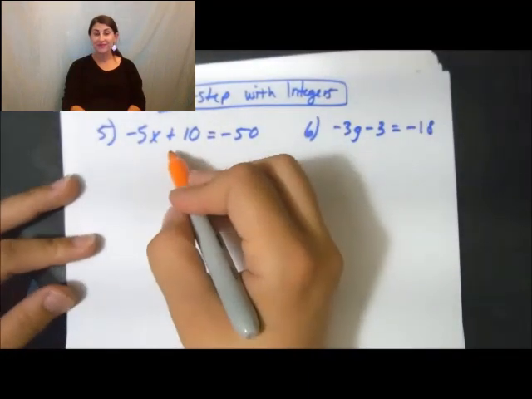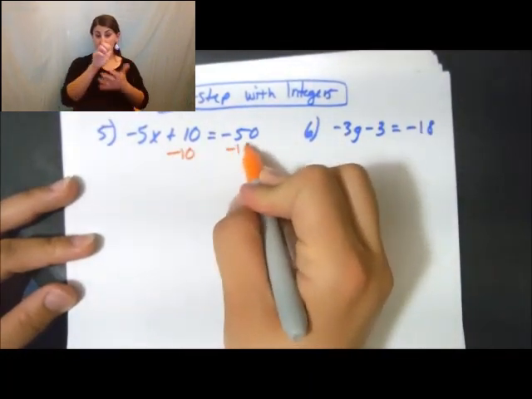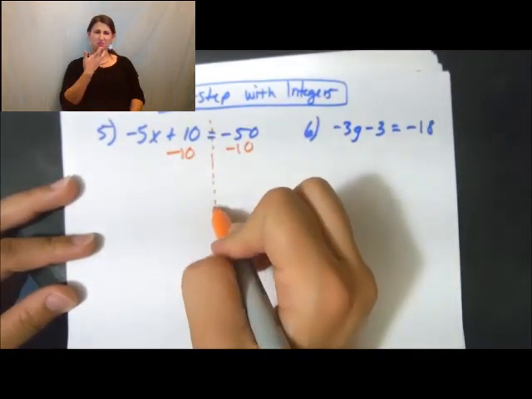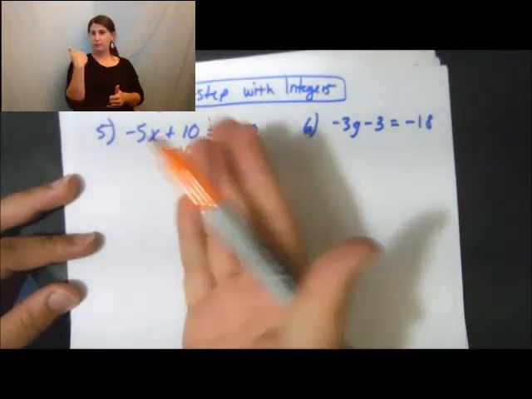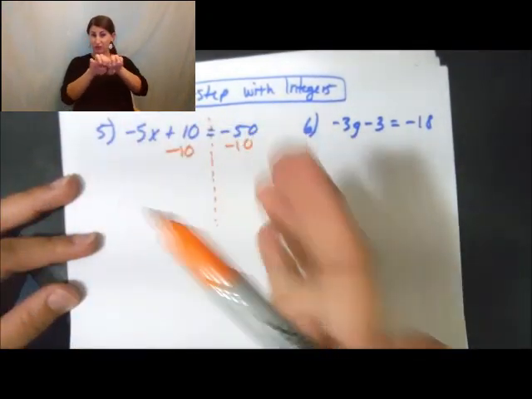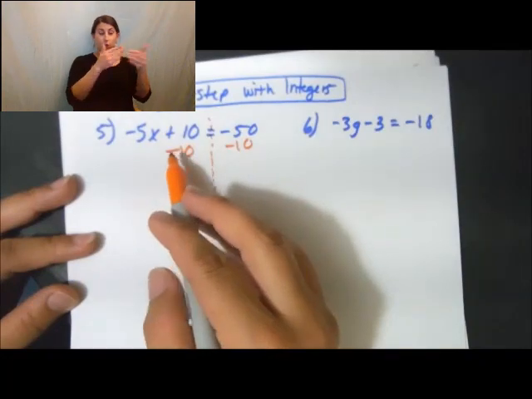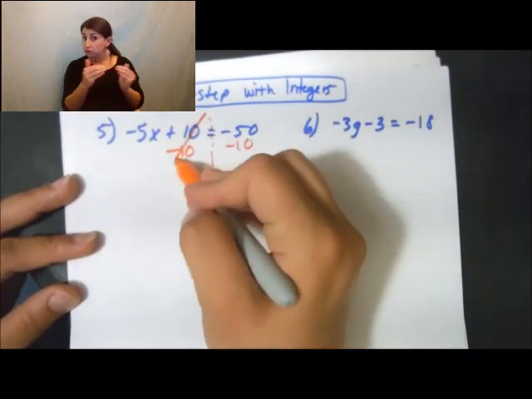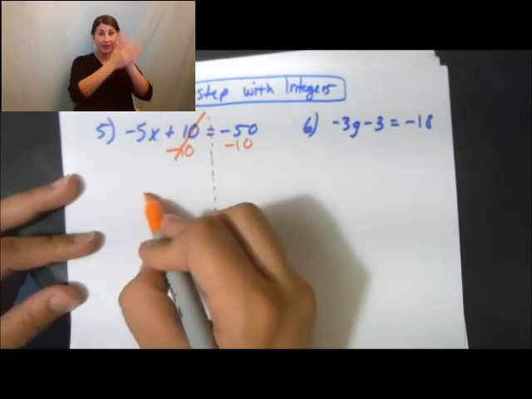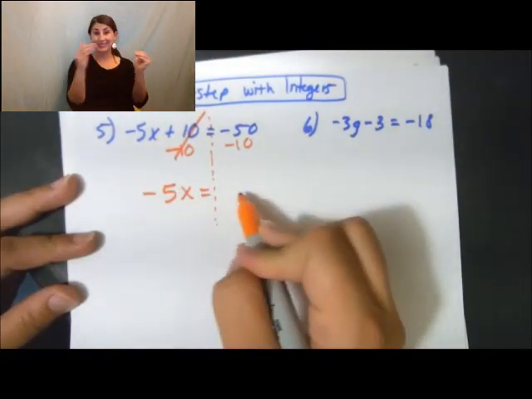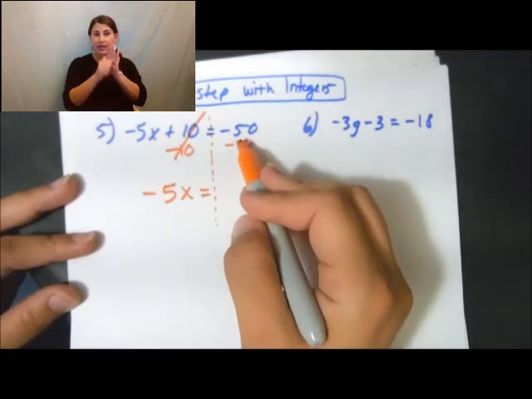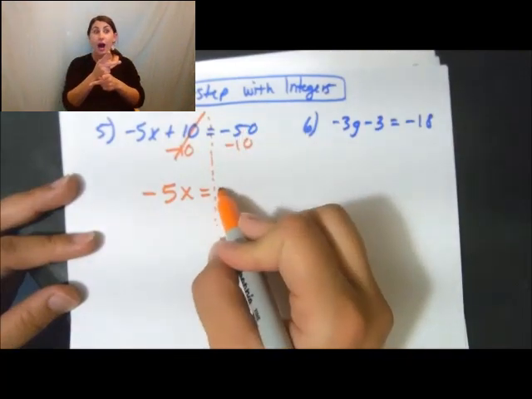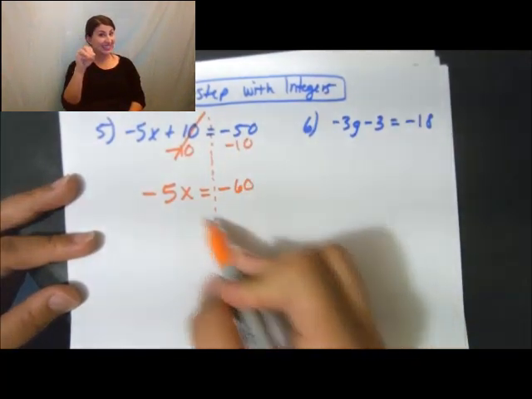All right, so I'm going to minus 10 on both sides. I might want to do this little dotted line to remind myself that there are two sides to the equation. Whatever you do to one side of the equal sign, you have to do to the other. That cancels to make 0. Get negative 5x equals, same sign, add and keep. So that's negative 60.